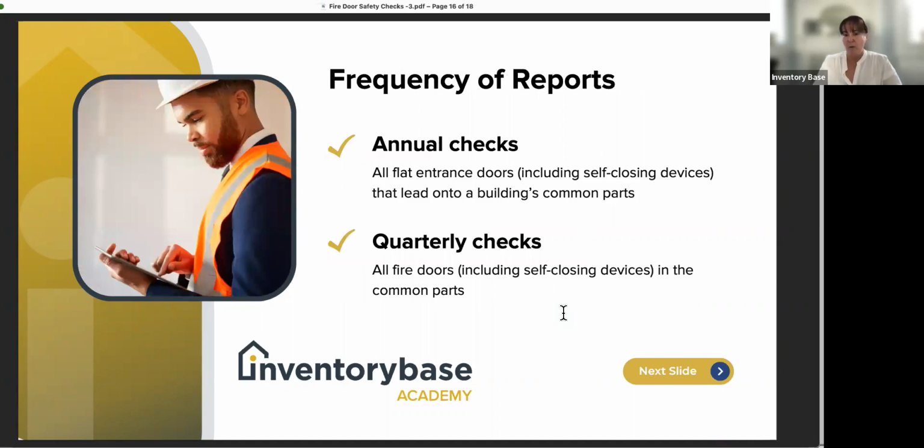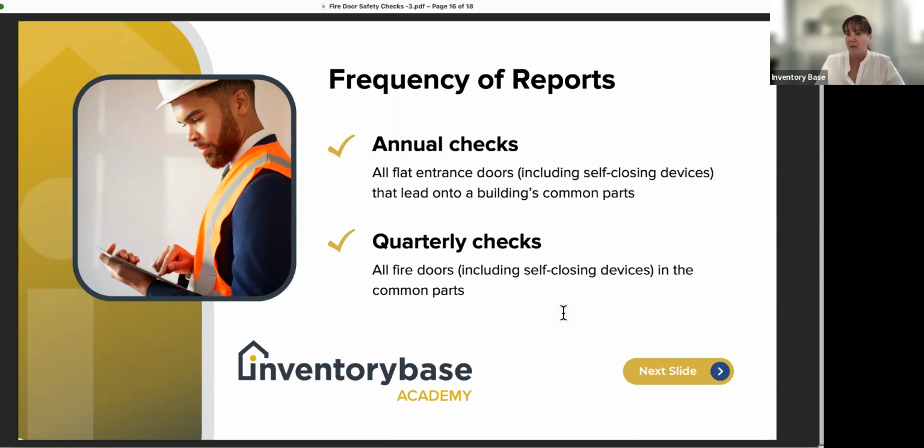Now, the frequency of reports, as governed by the legislation that's coming in on Monday, the 23rd of January, is that the annual checks should include the self-closing devices every year, and they lead onto a building's common parts, all the common parts that a resident or tenant would be accessing. And then you've got your quarterly checks, which cover all fire doors in the common parts. Now, obviously, with the annual checks for flats, you're not always going to be able to get in to see every single resident, every single tenant. So that's why they say best endeavour.